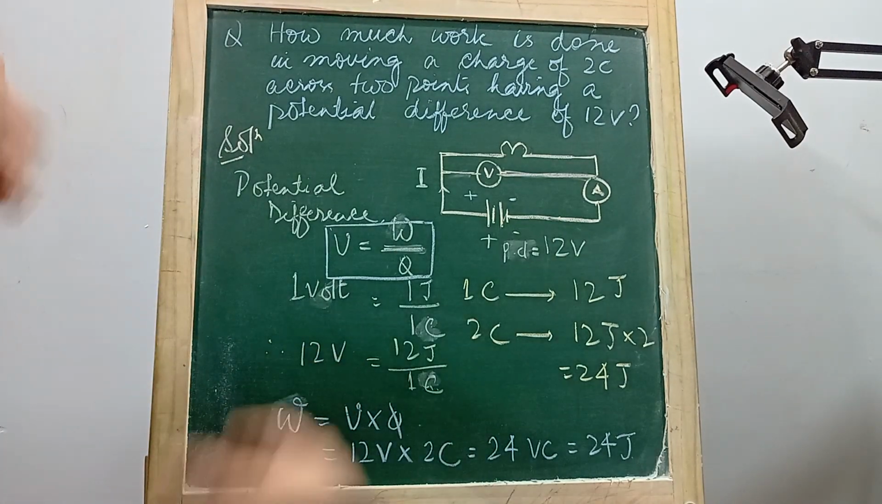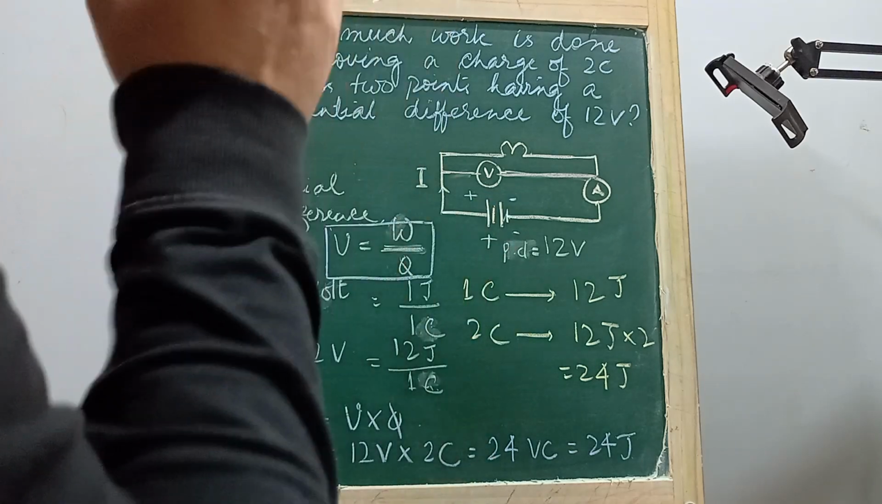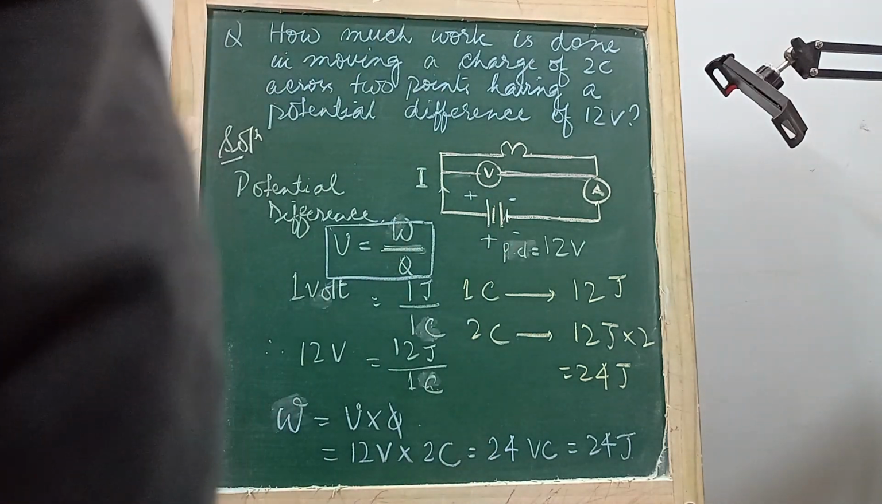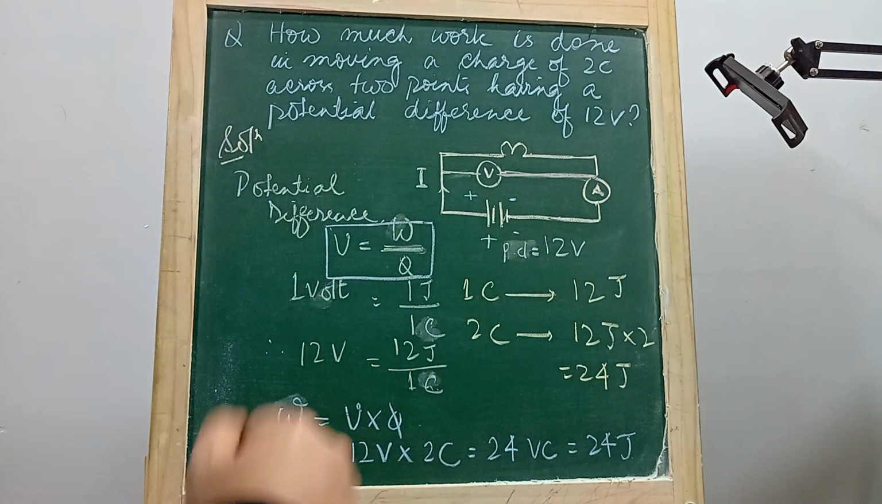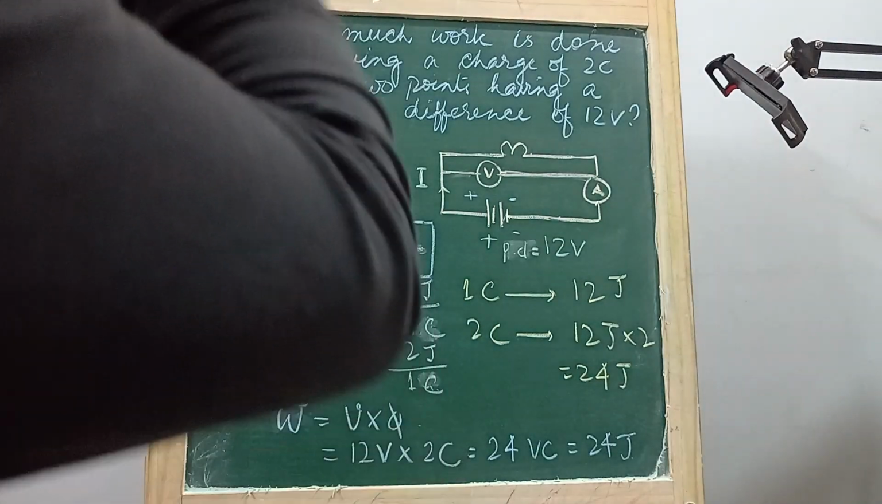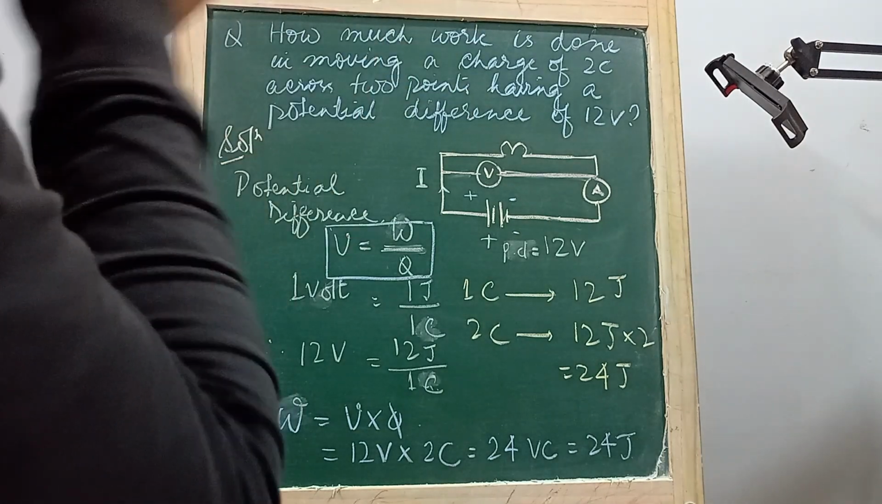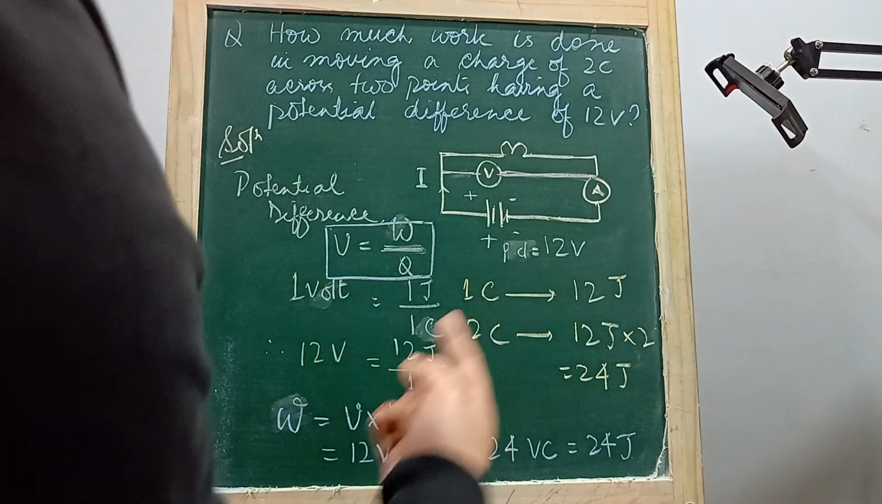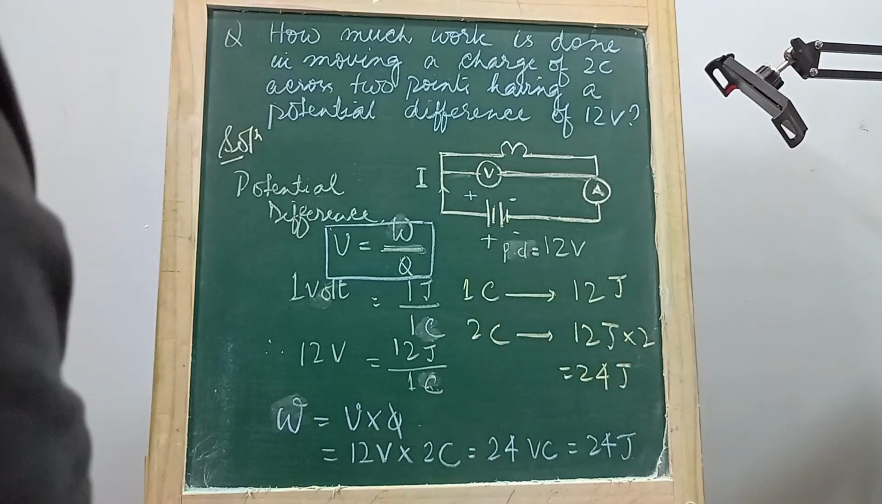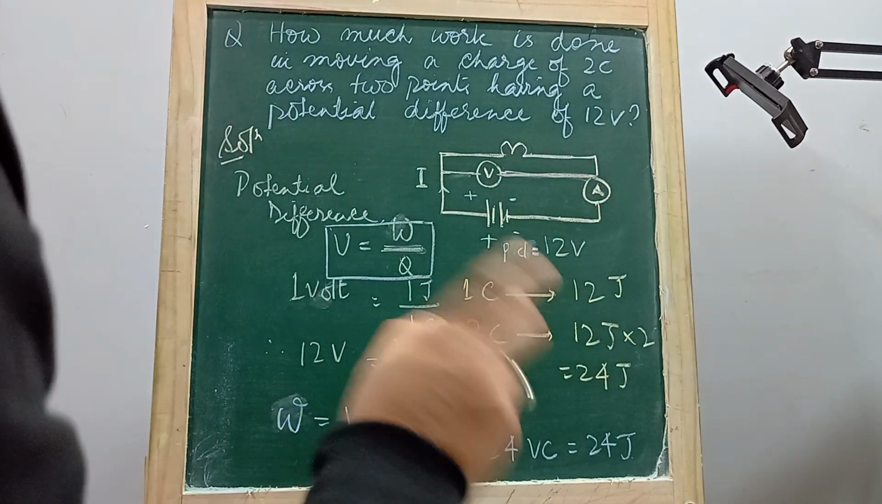Normally at our homes, for whatever electrical devices we have at the plug point, the electrical potential difference maintained is 220 volt. That means for every coulomb of charge that flows through the circuits in your home, 220 joules of energy is spent. That's what 220 volt means.